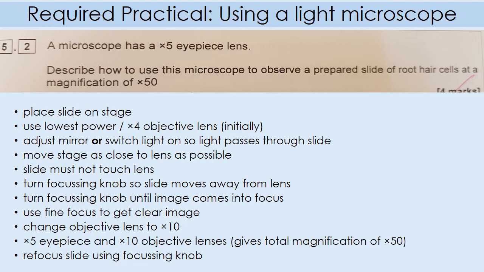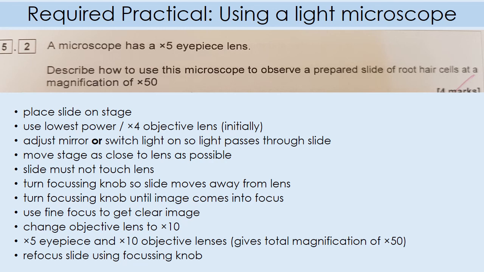We're going to turn the focusing knob so the slide moves away from the lens, making sure we're looking through that eyepiece, and we're going to keep turning it until the image comes into focus. And we can use our fine focus, if you've got one of those on a microscope, we don't have them here at school, to get a really, really clear image. We're then going to change our objective lens, that's that bit at the bottom that can twist round, to ×10, and make sure we can refocus it.